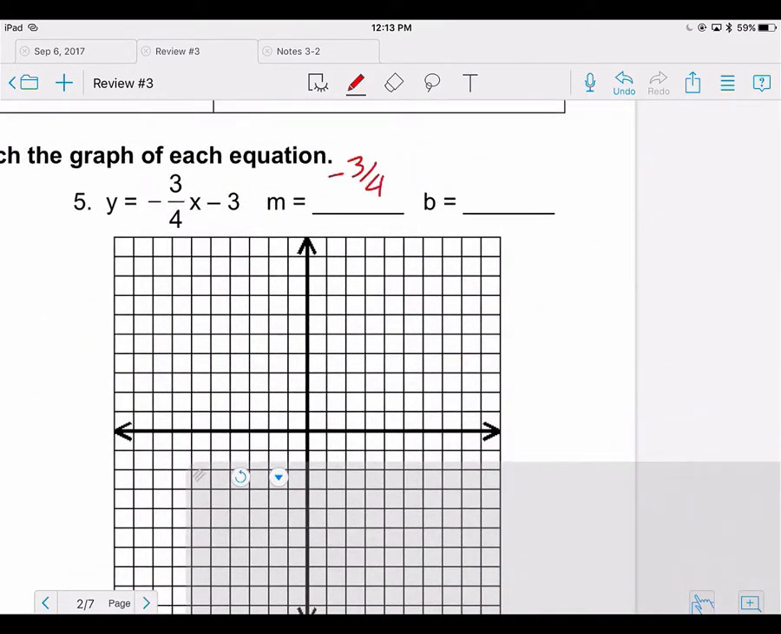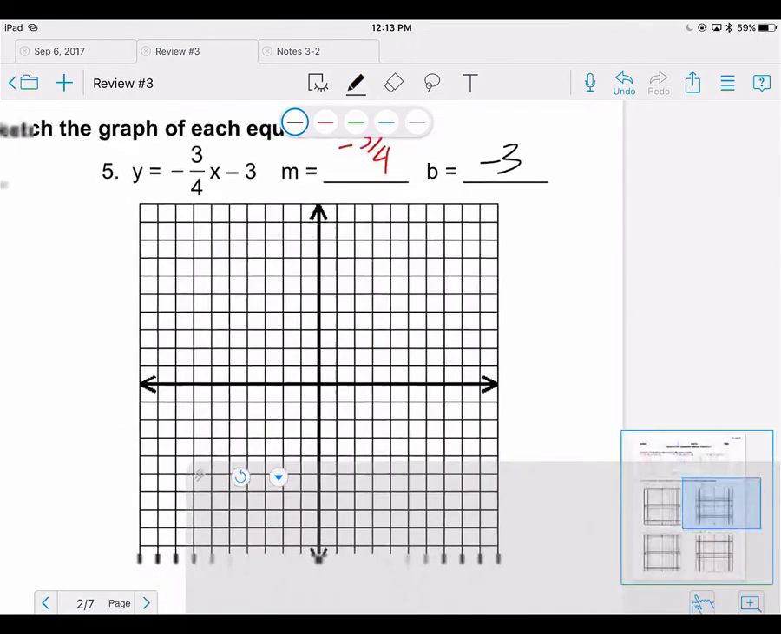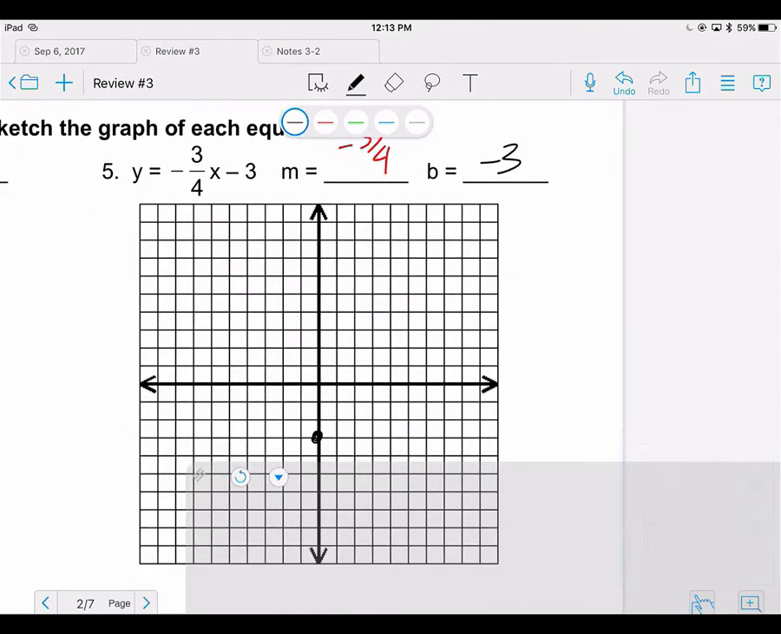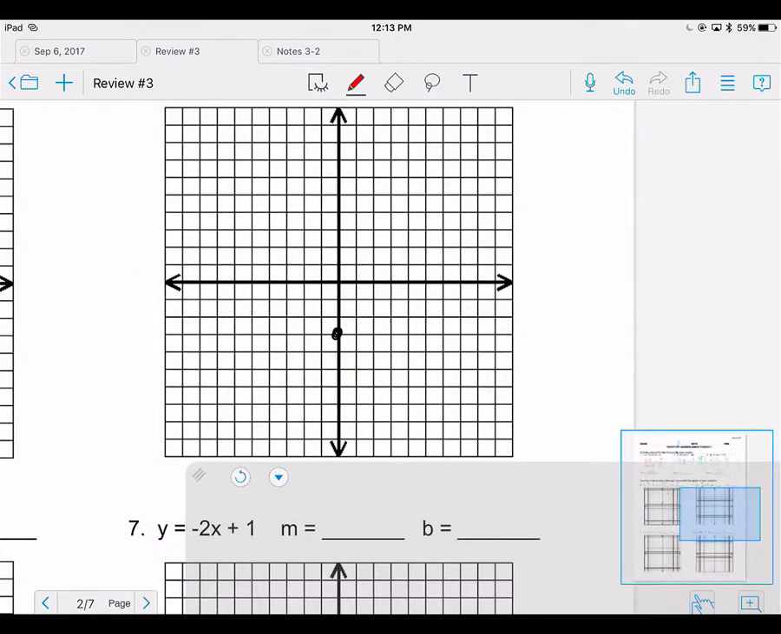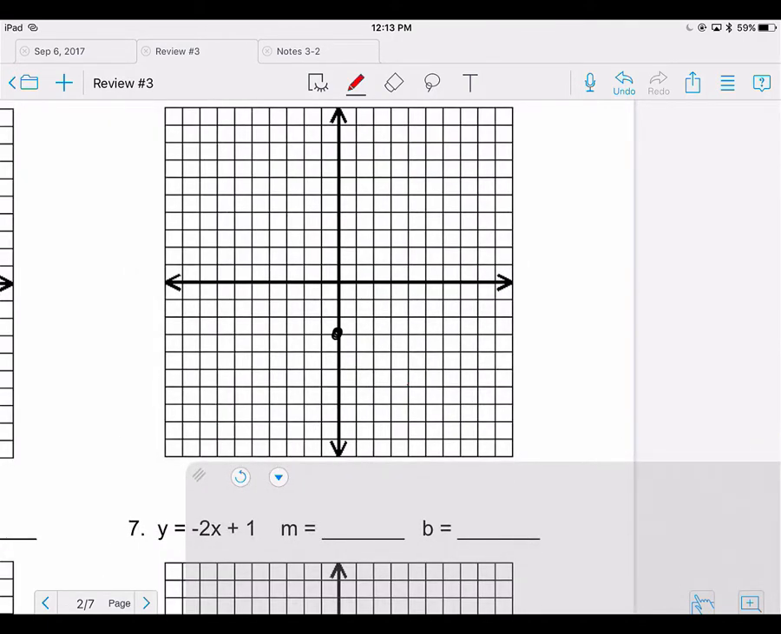Problem 5, my slope is negative 3/4. My b is negative 3, so I start down at 3. And then negative 3/4 means I'm going to go down 3 to the right 4, down 3 to the right 4, and draw my line through the points.